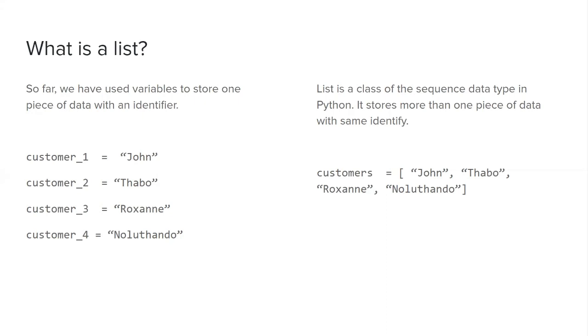Now, the list allows us to store more than one piece of data, and we can store that in the same identity. You see how on the left we had four variables, customers 1, customers 2, customers 3, customers 4, and on the right, we have just one variable called customers. In this variable, I have a collection of all the customers. So I've replaced four variables and stored them in one.